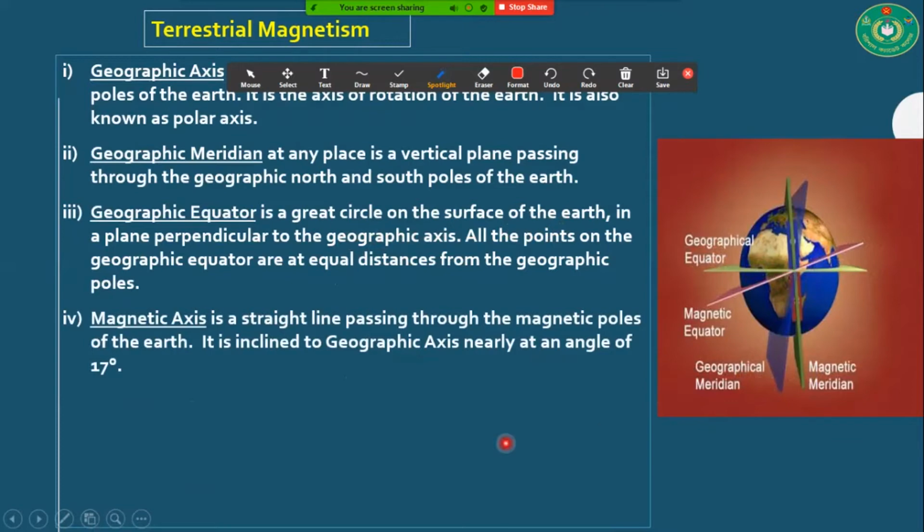Magnetic axis, okay. Please look at this. You know it very well that this is a bar magnet and I am drawing two points here. This is the North Pole and this point is the South Pole. A line passing through these points is called the magnetic axis.